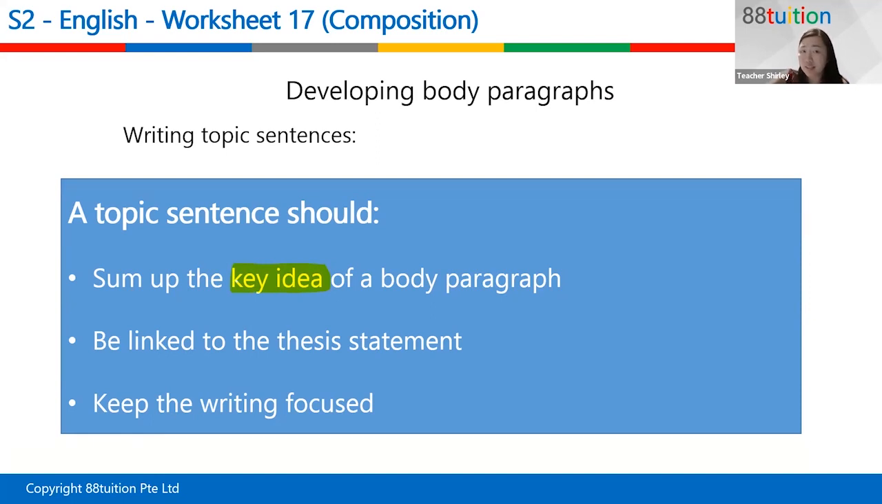Whereas a thesis statement is slightly different. A thesis statement basically tells the reader what is going to be covered for the entire essay. It's quite different from a topic sentence. A topic sentence tells the reader what is going to be within the paragraph itself. The topic sentence should be linked to the thesis statement.